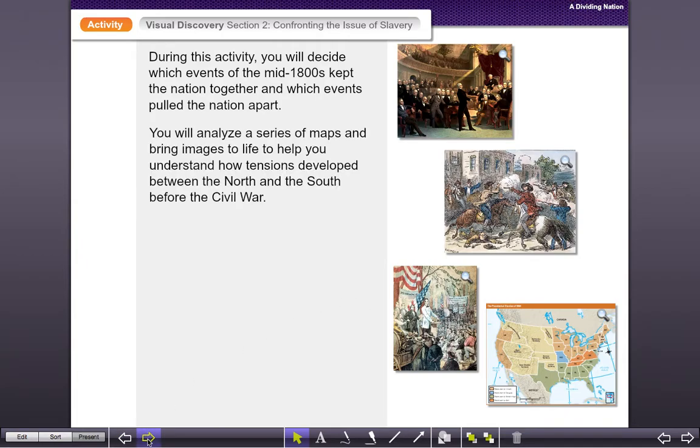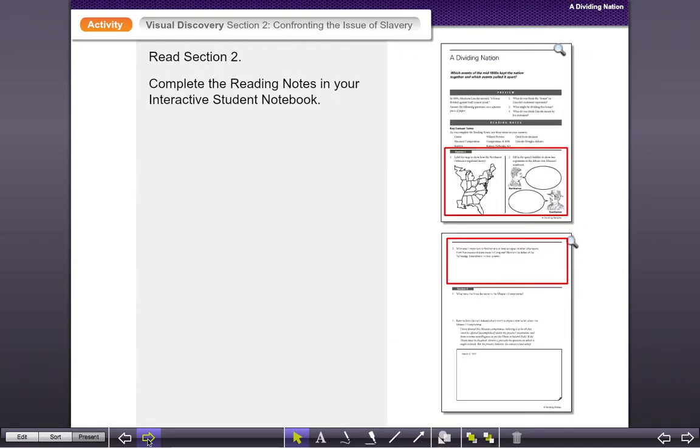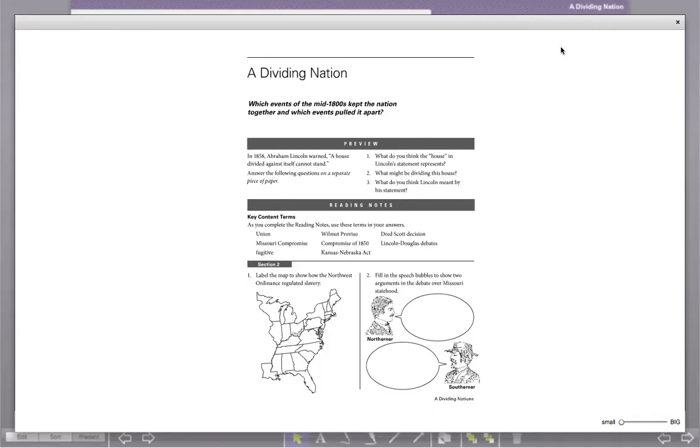What you're going to do is analyze a series of maps and bring-to-life images to help you understand how tensions developed between the North and the South before the Civil War. So we're going to be doing some acted-outs and some analysis of maps, all good skills that will help us understand this stuff. What you want to do is read section 2. You can hit pause here after I explain it and read section 2 in your notes. You're going to complete the reading notes for section 2, and let's take a look at what you've got to do.